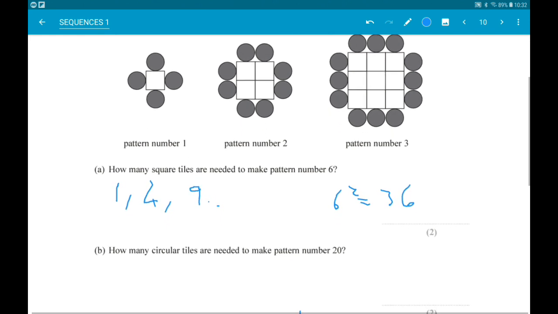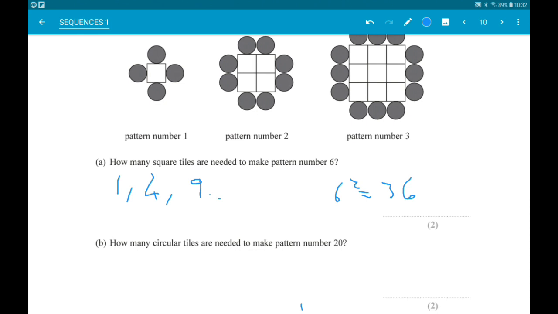Part B, how many circular tiles are needed to make pattern number 20? So, in the first one, we needed 4, then we needed 8, and then 12. So this is actually just our 4 times table. So number 20 will need 4 times 20, which is 80.